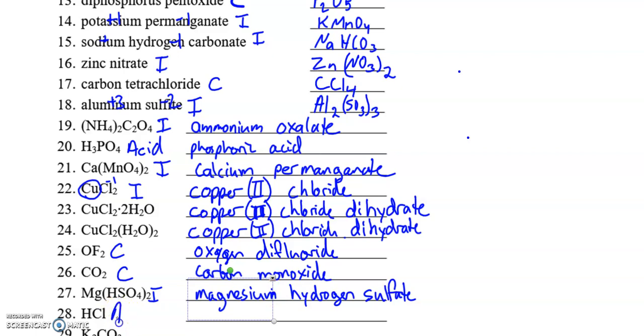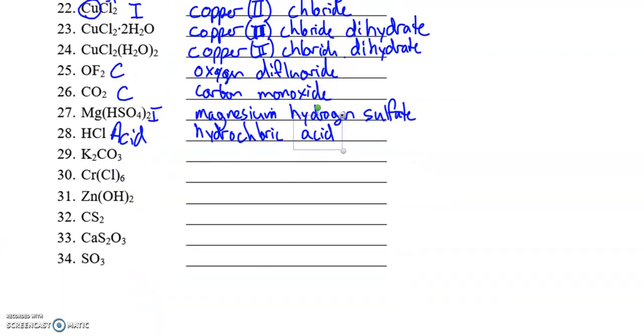Let's see, the next one you might notice is an acid. Okay, that is hydrochloric. All right, we'll scroll down. All right, ionic compound here. Again, pause the video, try these, and then come back and watch the video. All right, potassium carbonate.